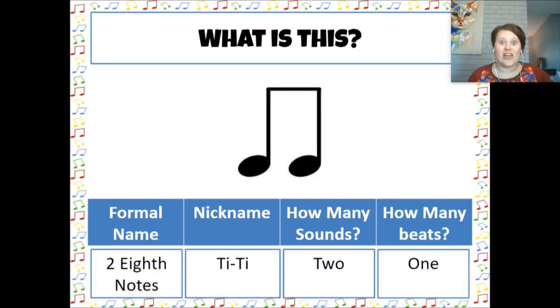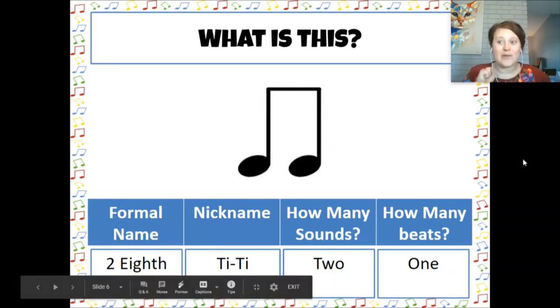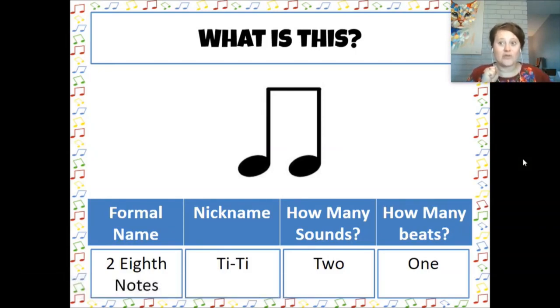This is our chant for the eighth notes. Two eighth notes, two sounds, one beat. Two eighth notes. When we see it, we say ti-ti. Even though our two eighth notes have two sounds, they still only have one beat. That's something to remember as we go through our song.